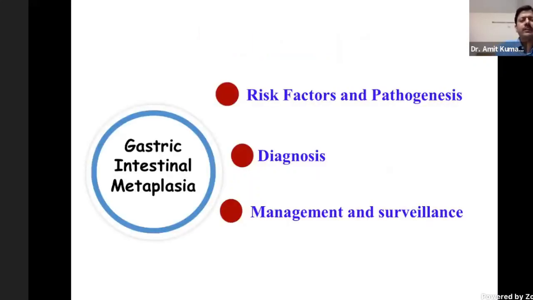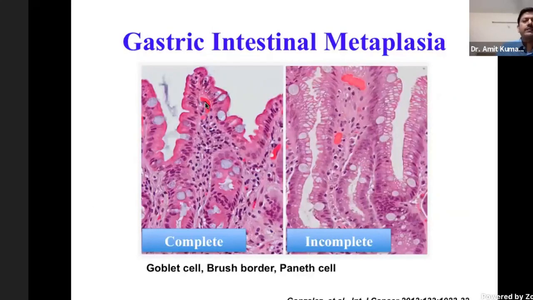Now a little bit about gastric intestinal metaplasia. We discussed intestinal metaplasia in the esophagus. Now this intestinal metaplasia can also be seen in the stomach. Again, as the name suggests, the gastric epithelium is replaced by intestinal epithelium. If the intestinal epithelium resembles small intestinal epithelium, then it is called complete metaplasia. Now, this is characterized by the brush border cells, the mature goblet cells.